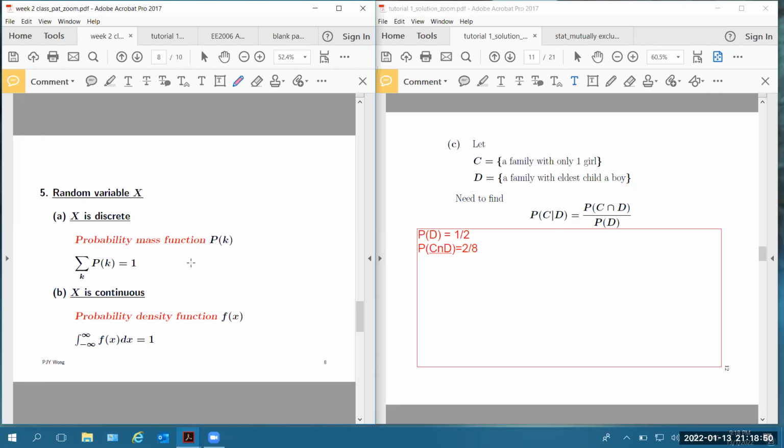Random variable X. So usually random variable will use a capital letter X to denote it. I hope you have watched some lectures already. So these random variables, there are actually two kinds. One kind is X is a discrete random variable. Then another kind is X is a continuous random variable. Right? So what's the difference?